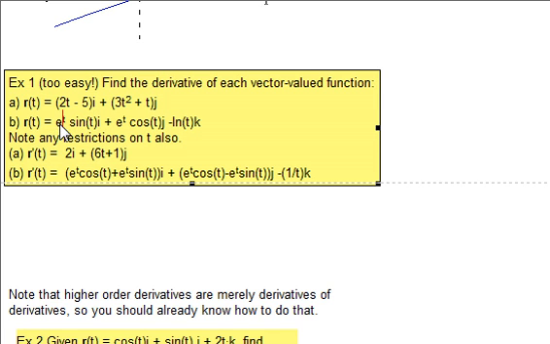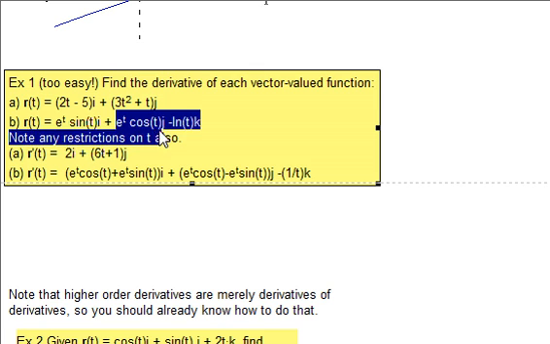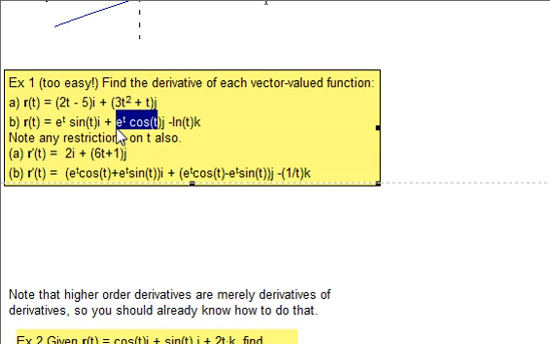So I guess first d second e to the t times cosine t plus e to the t times sine t, all that times i. And then this one is going to be negative e to the t times sine t plus e to the t times cosine t times j.